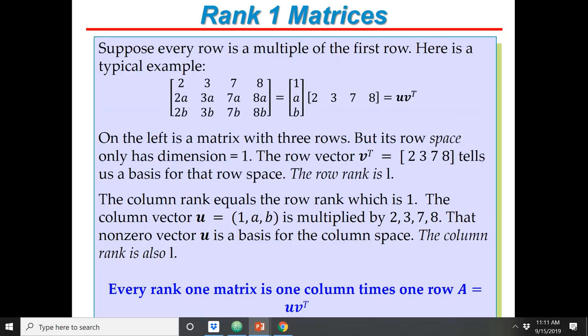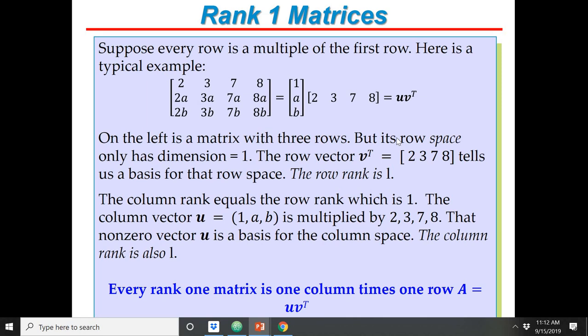So let me take this matrix that you see here, and this matrix is rank 1, and you can actually see all the columns are multiples of the column 1, a, b, and you can see all the rows are multiples of the row 2, 3, 7, and 8. So this matrix actually can be written as this outer product, if you like, of the column vector 1, a, b and the row vector 2, 3, 7, and 8.